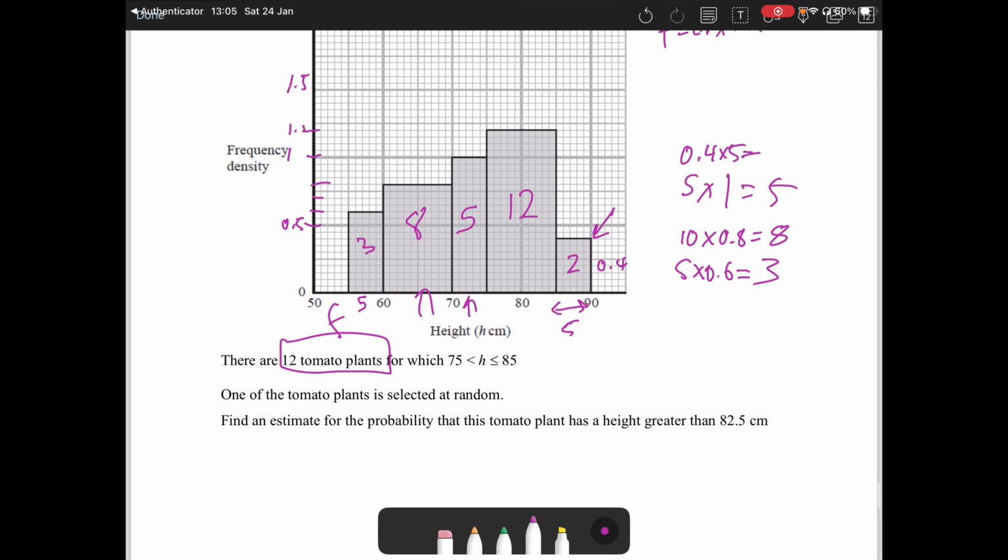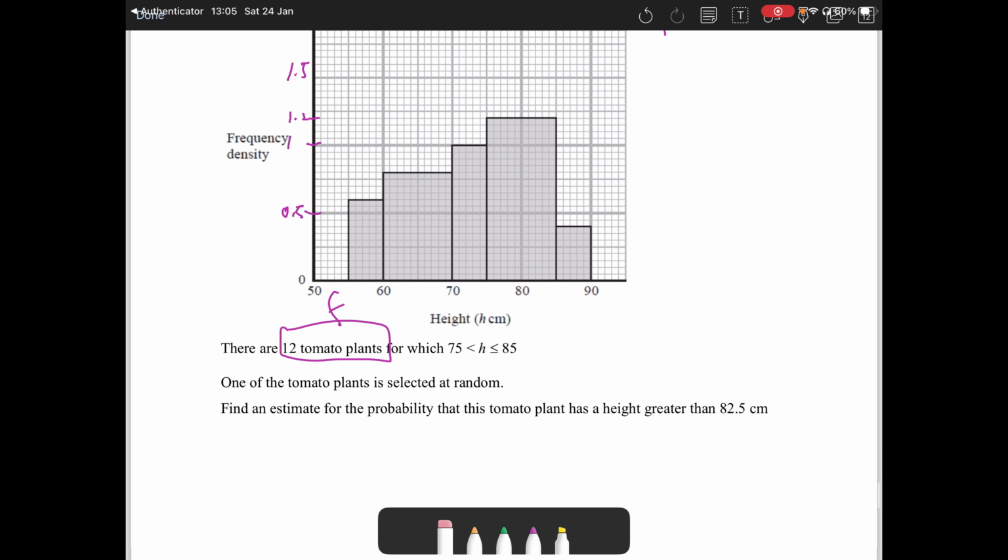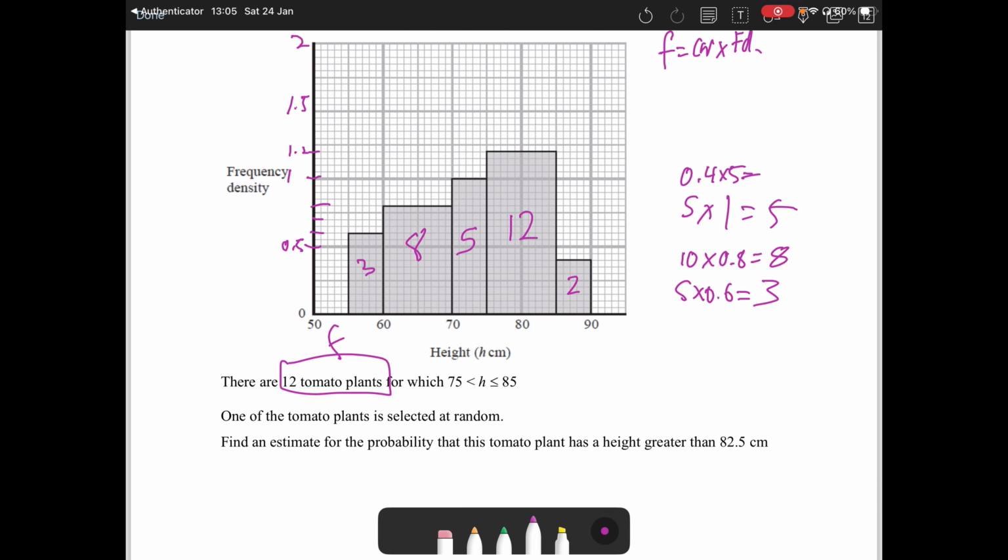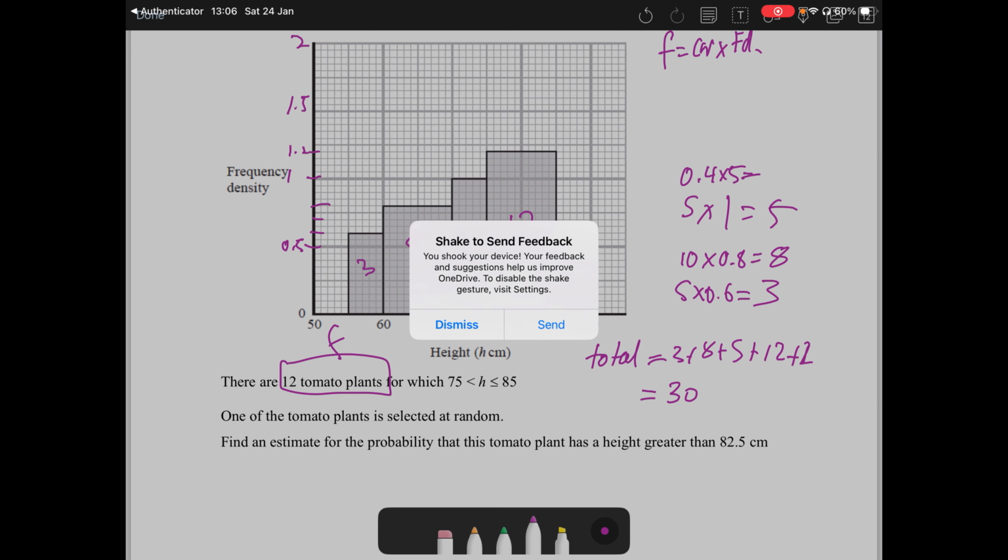Okay, we know the total now. So I'm going to rub out all the little bits of working. I'm just interested in frequencies here. Okay. So what's the total? Because, with probability, we want the total amount, don't we? Well, it'd be 3 plus 8 plus 5 plus 12 plus 2. So in total, the total number of my plants is 30 plants, right? So when it comes to my probability at the end, I'll divide by 30.